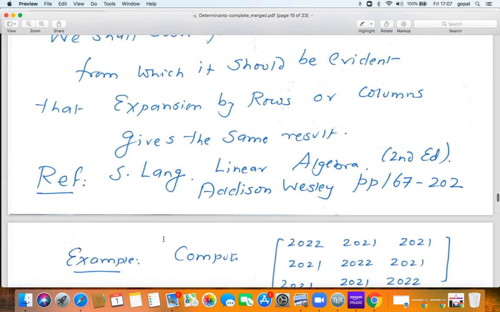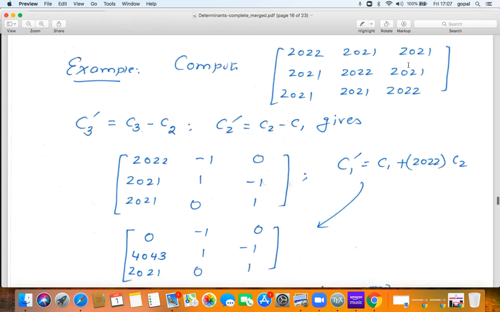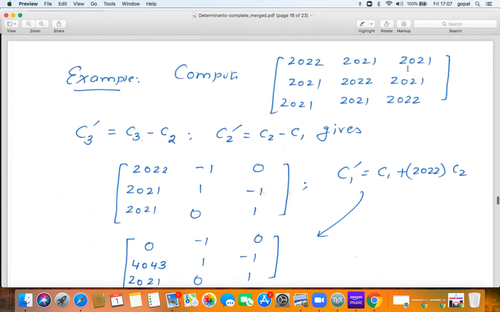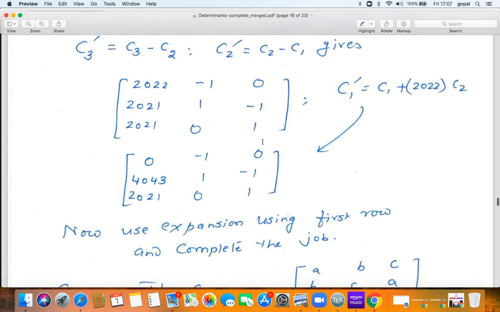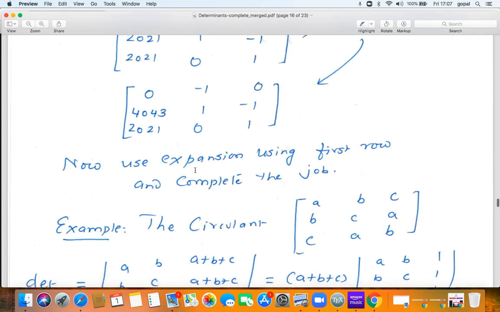So we will take one simple example: 2022, 2021, 2021, etc. Obviously, I'm going to subtract from column 3 column 2, and from column 2 I'm going to subtract column 1. I'm going to get this easier determinant, and I'm going to add to the first column 2022 times the second column, so that this becomes 0, and I'm getting 4043. Now expand using the first row, minus 1 times the smaller 2 by 2 determinant, and that completes the job. Please carry out this calculation.